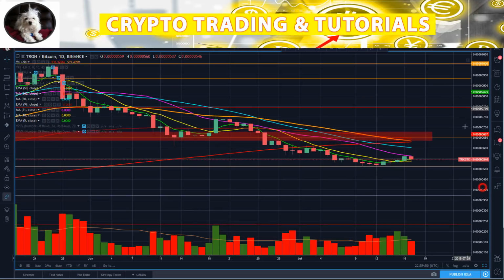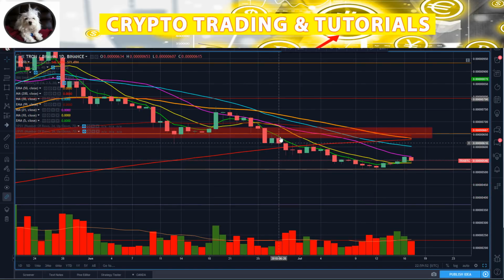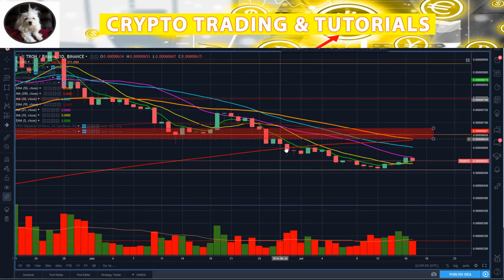And I know it's hard to see sometimes, so I'll scroll in. It held up again, and then it was broken through solidly. And this zone, when it was tested again, you'll see that it was rejected.